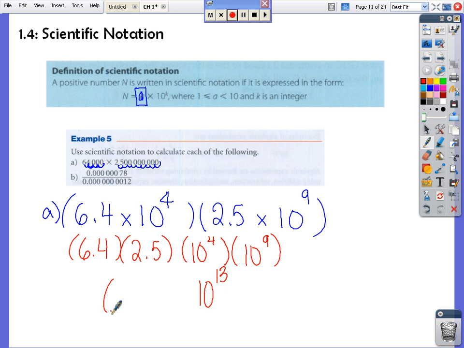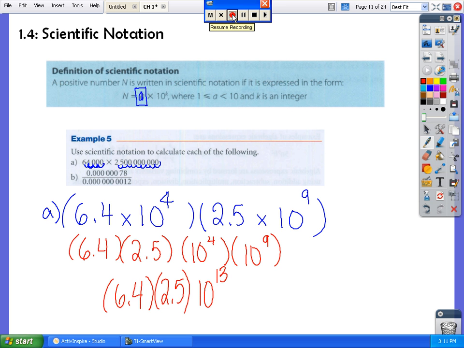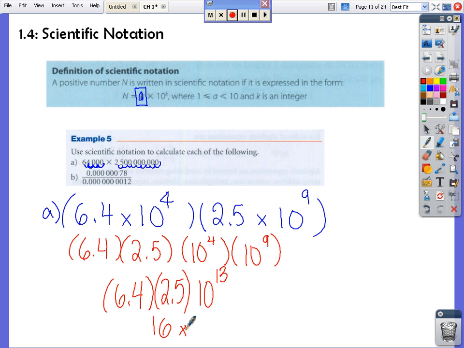And up here, you would just multiply 6.4 times 2.5, and you'll actually have your value in scientific notation, which is 16 times 10 to the 13th. But since 16 is bigger than 10, we'd have to turn it into 1.6, and then this would become 10 to the 14th because I moved the decimal 1 to the left, which caused me to have to raise the power by 1. Division is very similar.